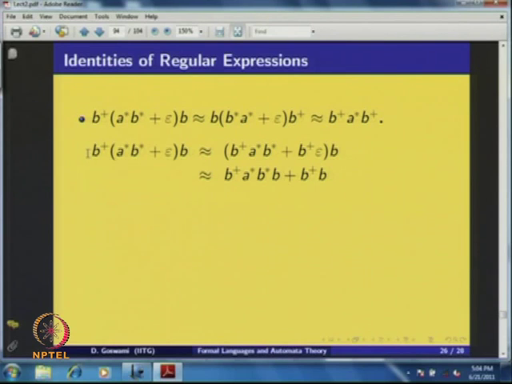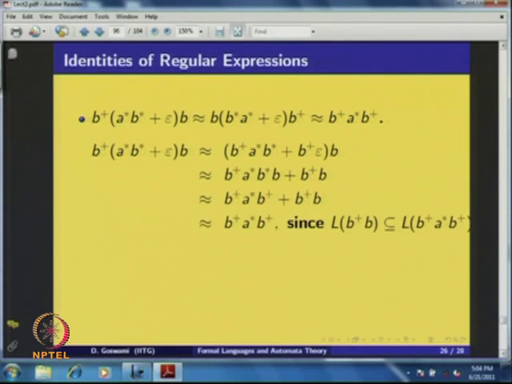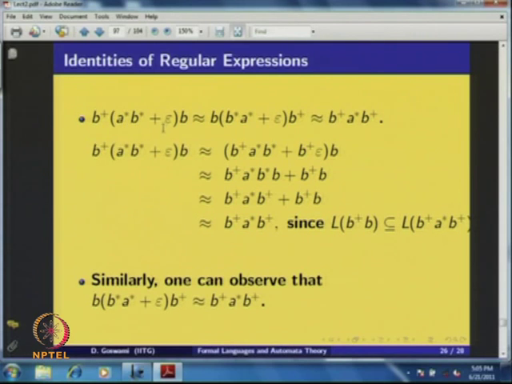So, in this case simply this b plus we have concatenated with a star b star and concatenated with epsilon, we have got this result. Similarly, this b is concatenated with this term and this term. Now, this can be written as b plus a star b plus, because b plus b is a subset of b plus a star b plus. So, therefore, we have got the first one, b plus a star b star plus epsilon b is equivalent to b plus a star b plus. Similarly, one can observe that b star a star plus epsilon b plus will be equivalent to b star a star b plus.